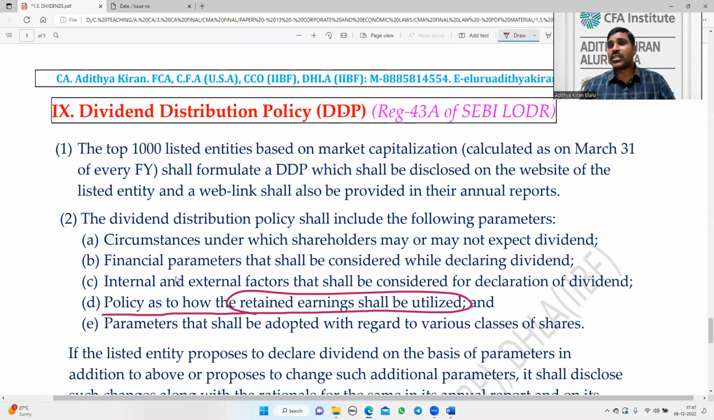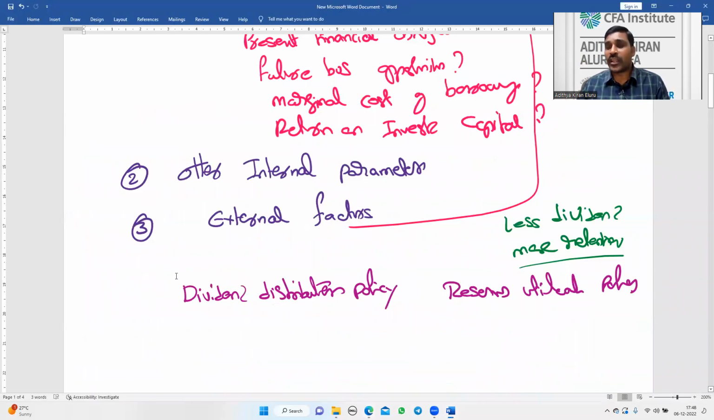You have given a good logic that you want to pay less dividend and retain more. Then you should explain how you are going to utilize that retained earnings. Are you going to keep those funds idle? That is the point. Therefore, I should include a policy of retained earnings utilization also. I have to prepare both the dividend distribution policy and the retained earnings utilization policy. For what purpose do I want to utilize the retained earnings? For capital expenditure, etc., and all those things.